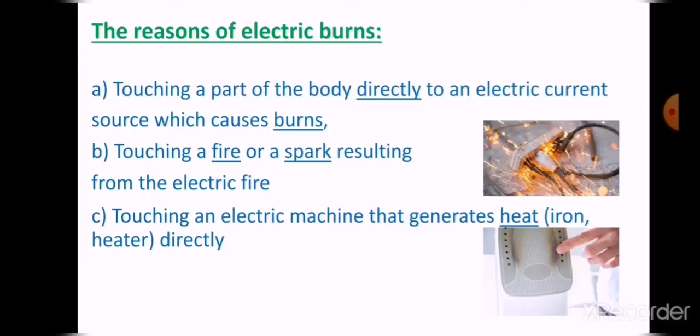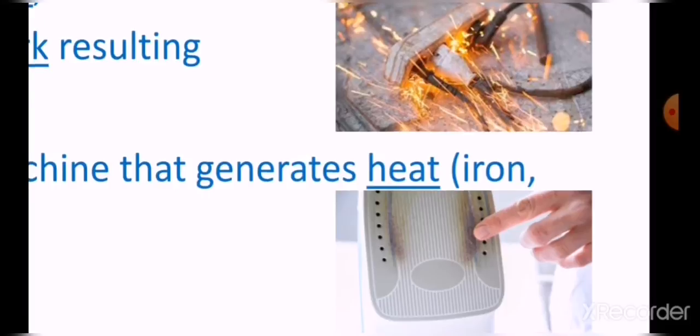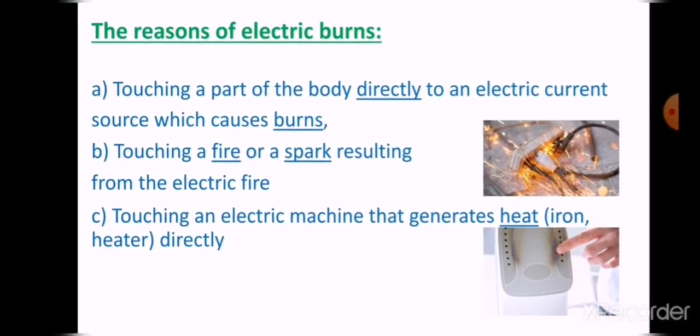What are the reasons of electric burns? If you touch a part of the body directly to an electric current source, it causes burns. Or touching a fire or a spark. This picture is called a spark, this spark or fire that results from the electric fire. Or if you directly touch electric machines that generate heat, like an iron or a heater, it burns your hand and causes damage to your body tissue.